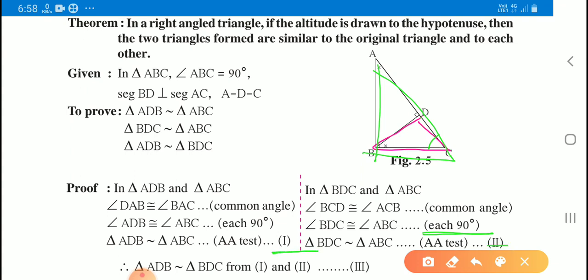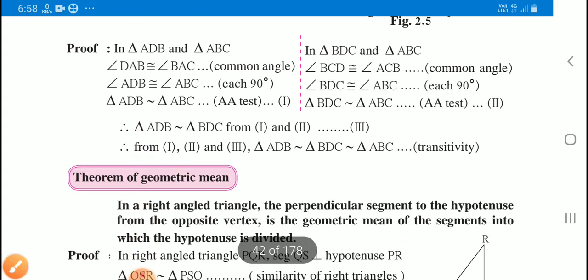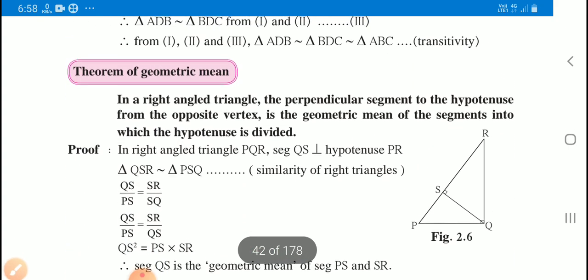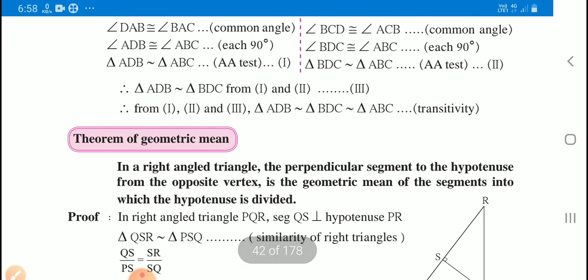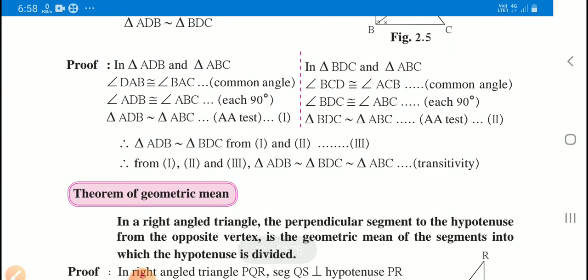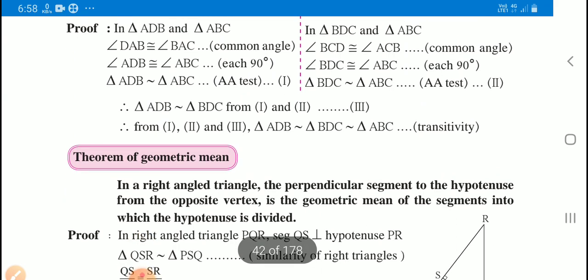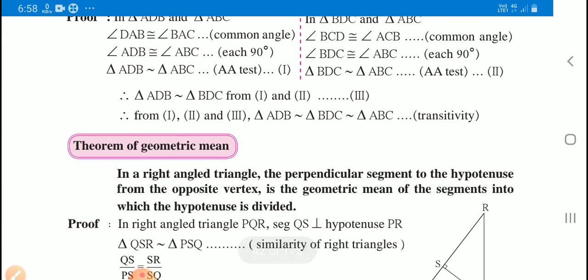From first and second, look here, right sides are equal, so left sides are also equal. So triangle ADB is similar with triangle BDC. Next, they have given the property of transitivity. If one angle is congruent with a second angle, and the second angle is congruent with a third angle, then the third angle is congruent with the first angle.